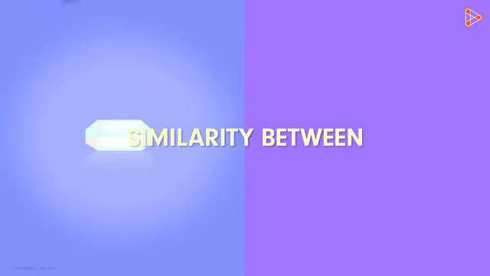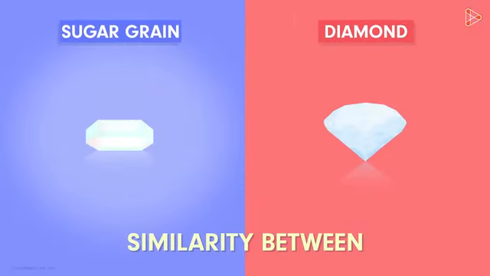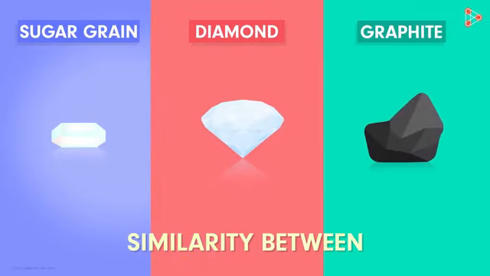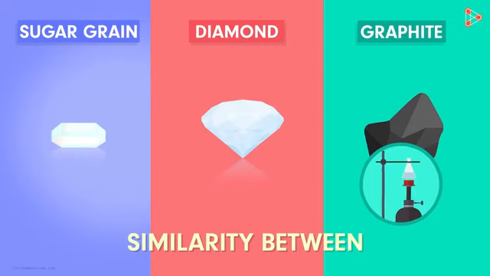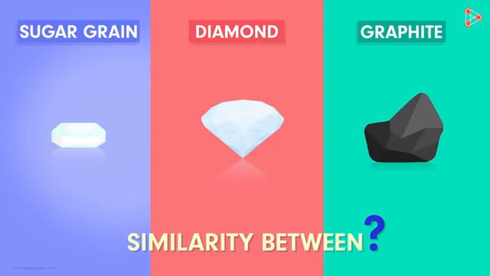If I ask you what is the similarity between a sugar grain and a diamond, maybe you'll say that they both are lustrous. And what if I ask you the similarity between a diamond and a graphite? A graphite is just this piece of black stone used in laboratories. Maybe you'll think there is no similarity. Is there really no similarity between these two? The answer would surprise you.